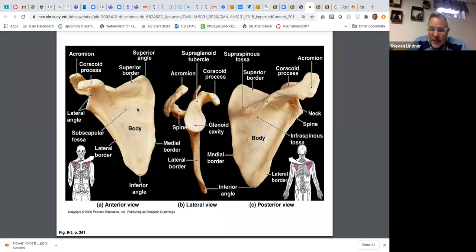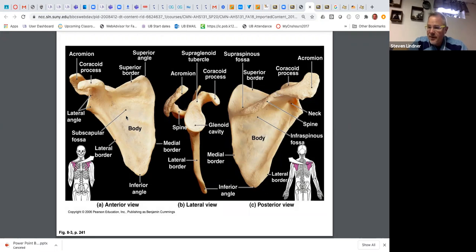On the ventral or anterior side, it's just one large flat surface. That's how you know whether you're looking at it from anterior or posterior. Anteriorly, it's perfectly flat. There's this nice large fossa. On the posterior side, you have the spine of the scapula that separates two fossas from one another: a supraspinous fossa and an infraspinous fossa. On the anterior side, it's the subscapular fossa.